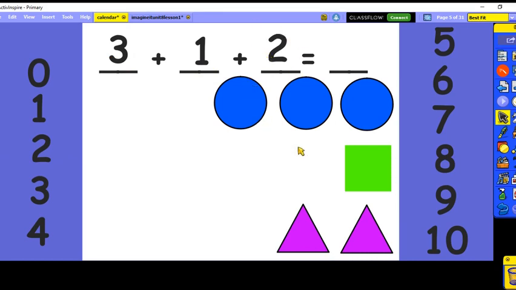And let's count to see how many people or buddies Miss Etheridge has. 3, 4, 5, 6. So that's a total of 6 buddies.